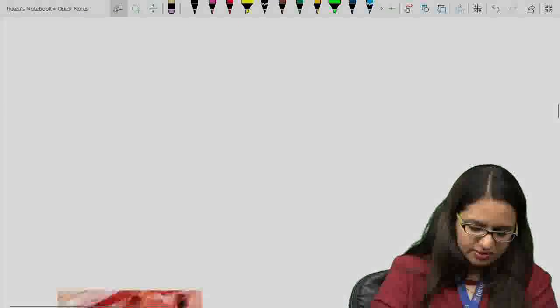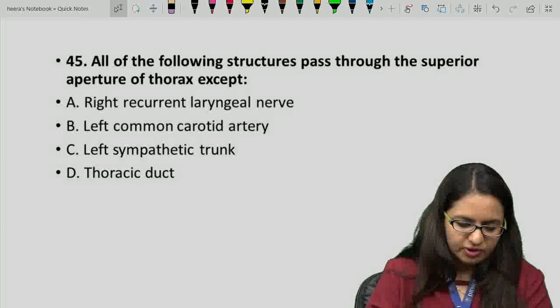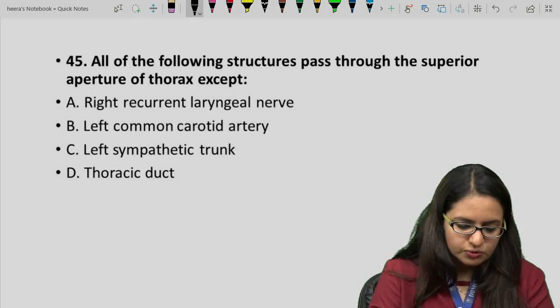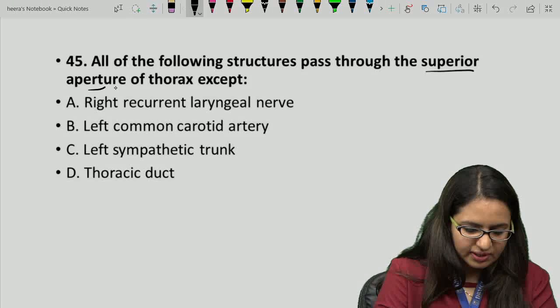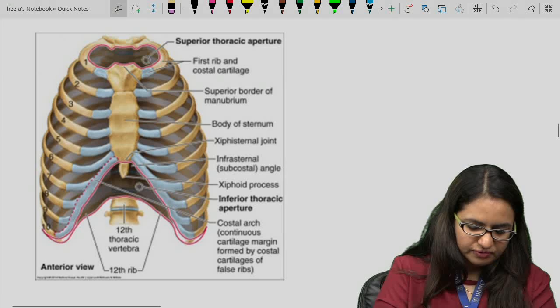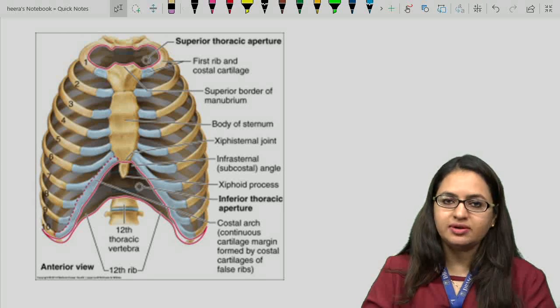For the next question, question number 45. It says that all the following structures pass through superior aperture of the thorax. Now, when we talk about the superior aperture of the thorax, if you visualize this picture, the superior aperture of the thorax is also termed as the thoracic inlet.